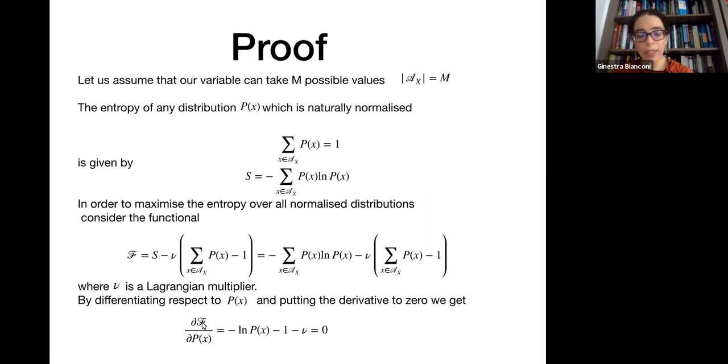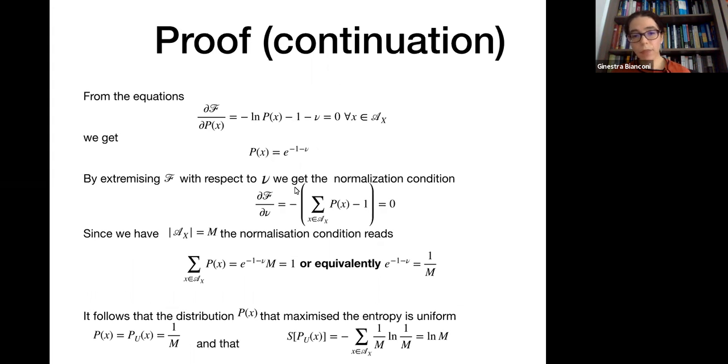So when we do the derivative of this functional with respect to P of x, in this sum we will get just for one term minus logarithm of P of x, and then minus 1, and when we derive the second part with respect to P of x, we will get minus nu. And we maximize this functional, so we put this functional derivative equal to 0. So this partial derivative will be equal to 0 for every x. And by solving this equation, we find that P of x is just given by a constant, which is e to the minus 1 minus nu. Okay, so we know that P of x is equal to a constant.